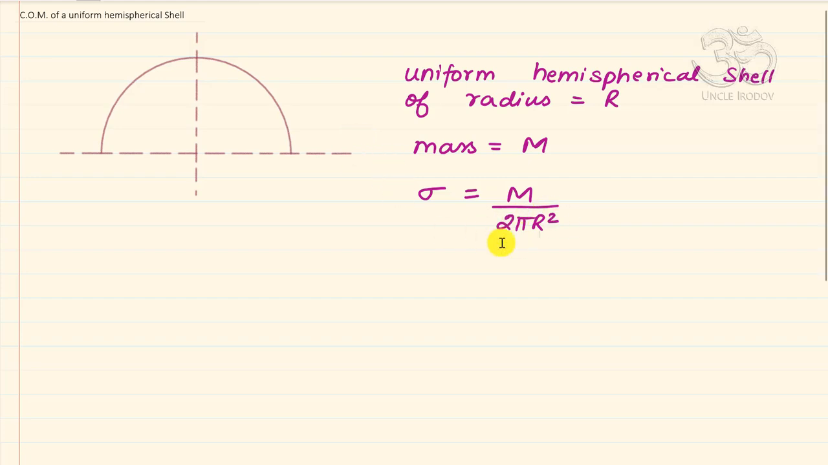Now this is the place where you need to be careful, because a lot of students don't pay attention, they put 4 pi r square here. So this has to be m divided by 2 pi r square, if at all you are doing it this way with the help of mass. But then we will just assume some sigma and we'll keep working with that. And the question now is to find out the center of mass of this uniform hemispherical shell.